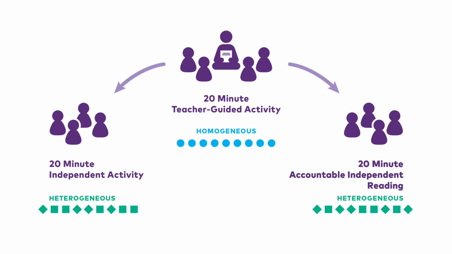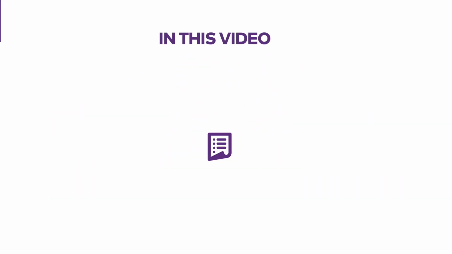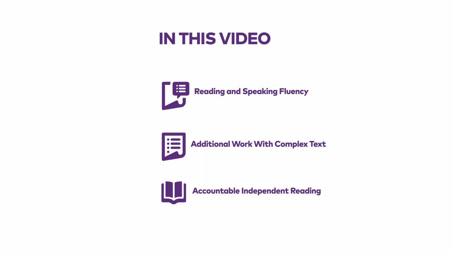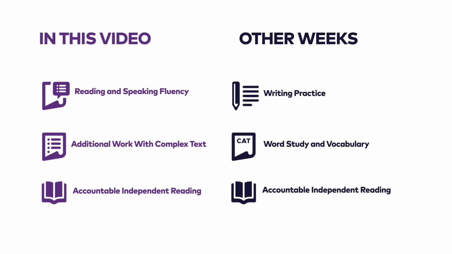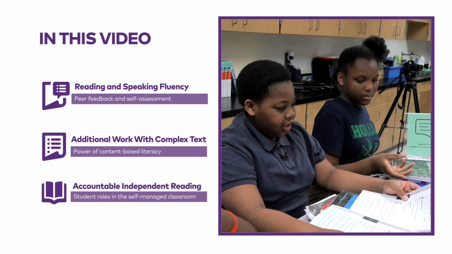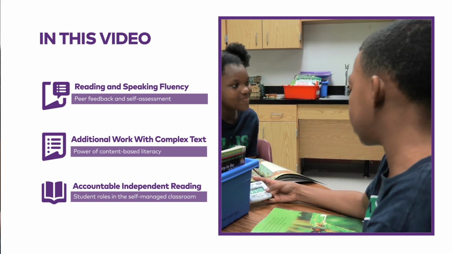and another independent activity. In this video, the students will work with the teacher on additional work with complex text, while the remaining students work in heterogeneous groups on reading and speaking fluency and accountable independent reading. Within these scenes, you'll see in action peer feedback and self-assessment, the power of content-based literacy, and student roles in the self-managed classroom.